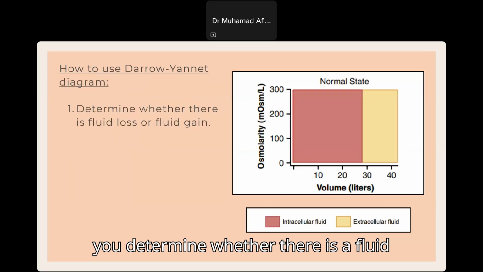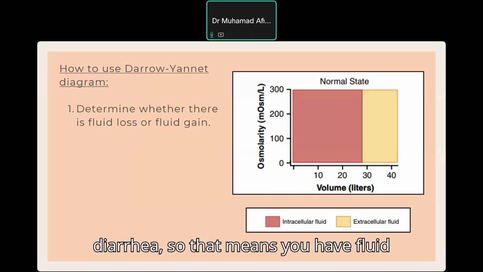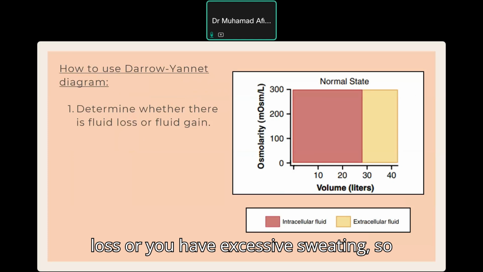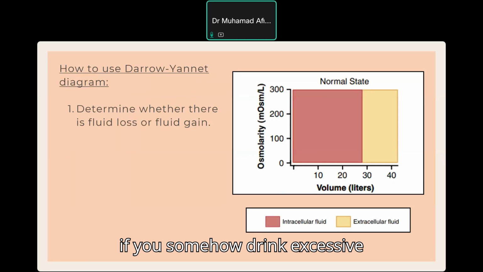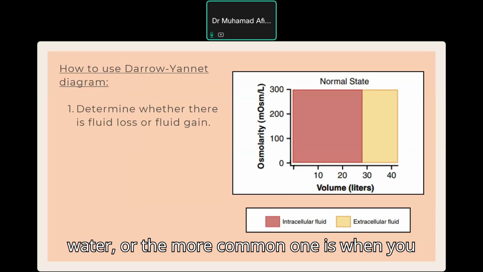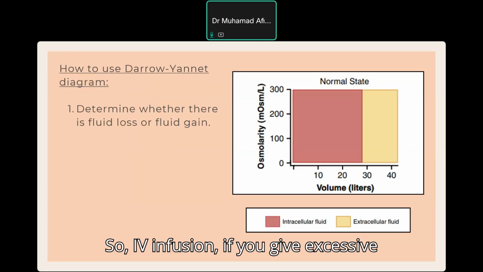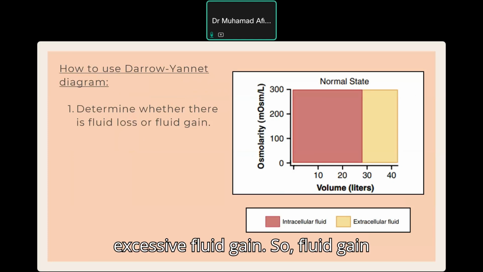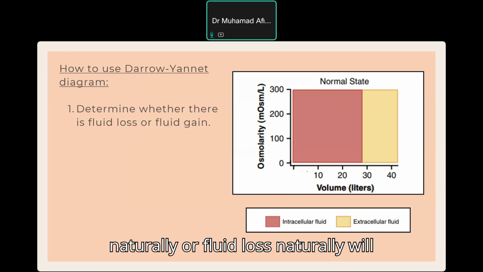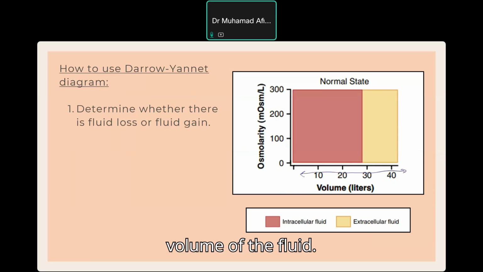So first, you determine whether there is a fluid loss or fluid gain. If you have diarrhea, that means you have fluid loss, or if you have excessive sweating, that is fluid loss. Fluid gain usually happens if you somehow drink excessive water, or the more common one is when you give IV infusion in the hospital. If you give excessive IV infusion, then you have excessive fluid gain. So fluid gain or fluid loss will naturally affect the x-axis, because this is the volume of the fluid.